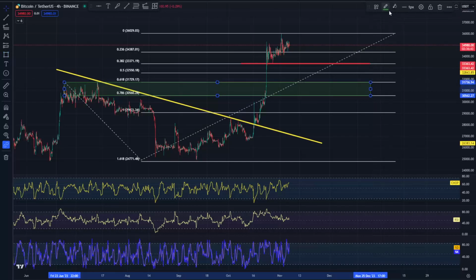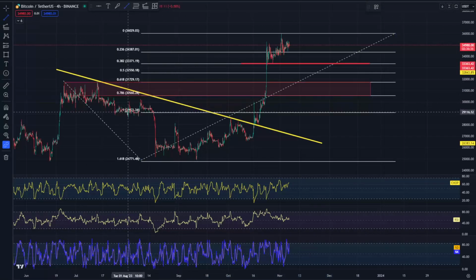$31,736 to $30,562. And then support at $29,071.